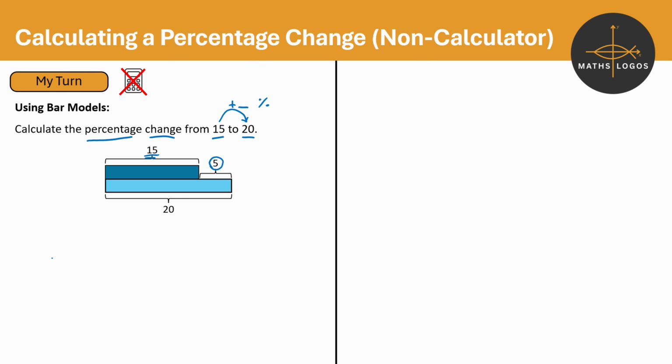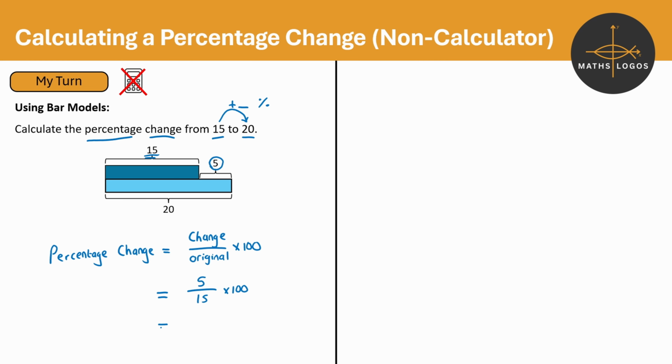It's as follows. The percentage change is equal to the change over the original, multiplied by 100. And in this question, the change is 5. We've gained 5. The original was 15. And then we need to multiply that by 100. This fraction just shows us what is the change relative to the original. What percentage of the original has been gained, in this case it's a gain of course, to get us to the 20.